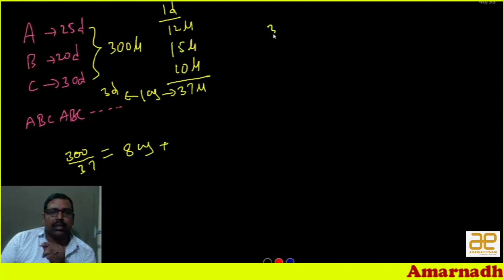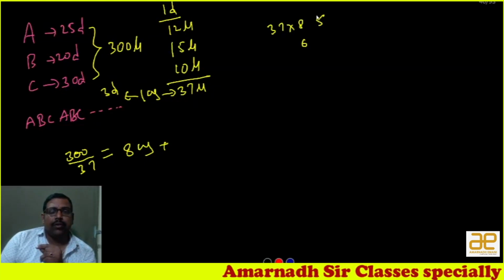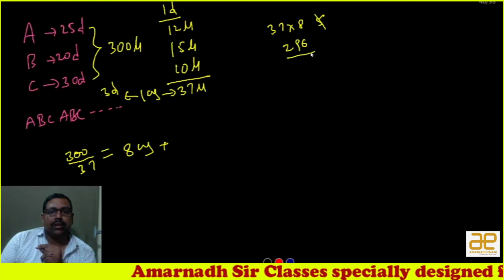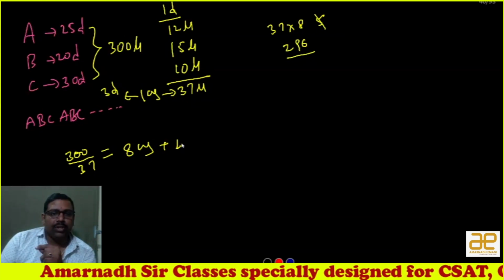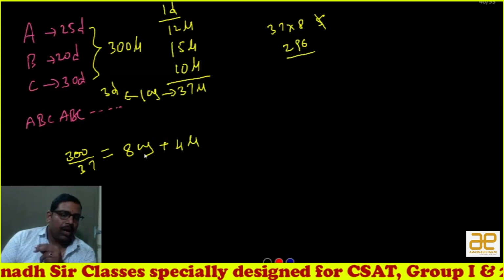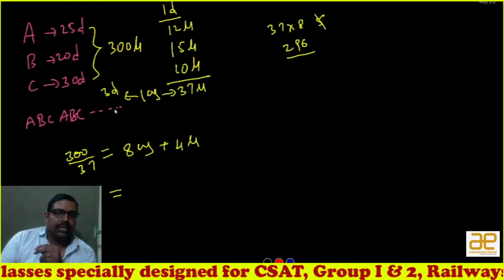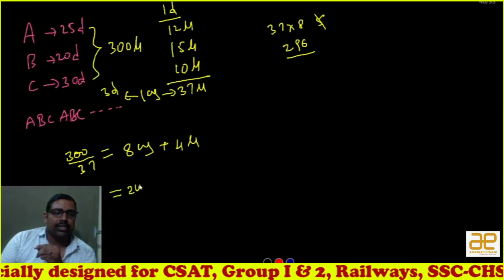First we have to calculate 37 into 8. 8 7s are 56. 24 plus 5 is 29. 296. So 296 is done, and 4 units is the pending one. Okay, 8 cycles. Each cycle is 3 days. 8 3s are 24 days.